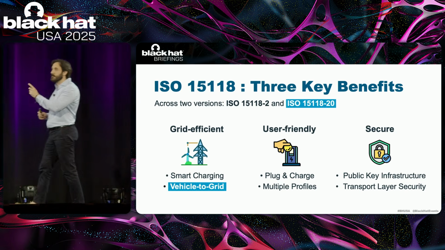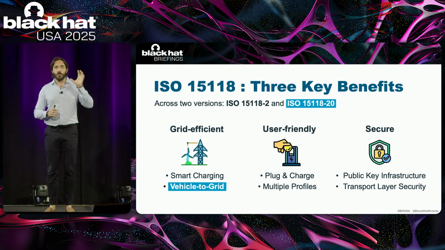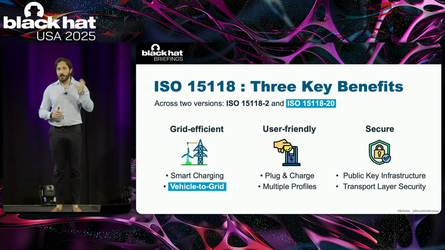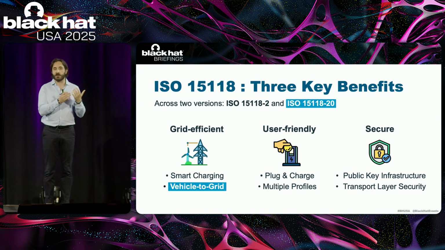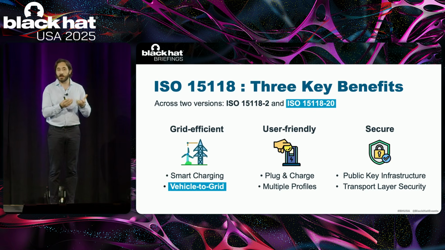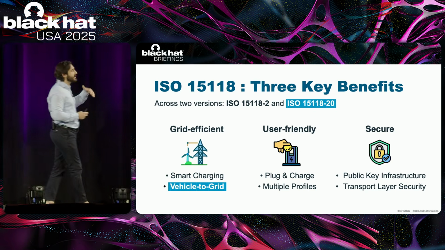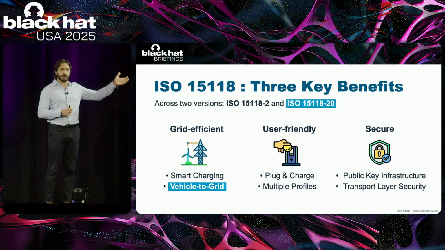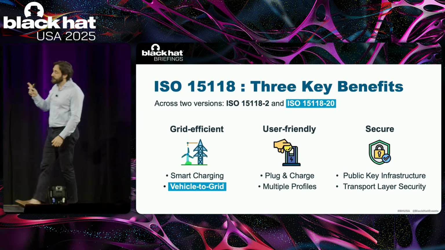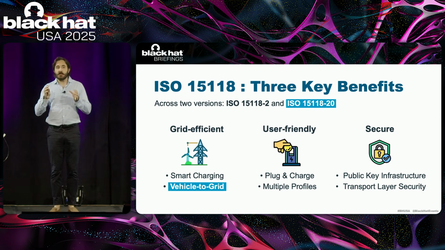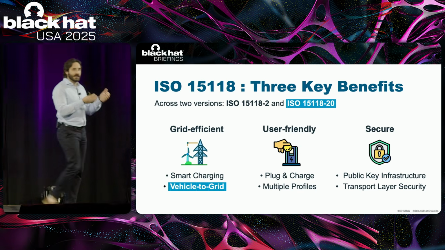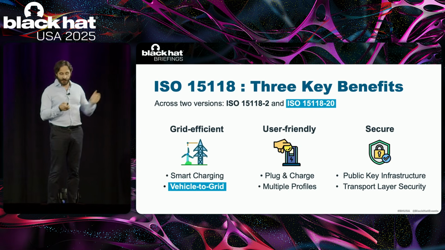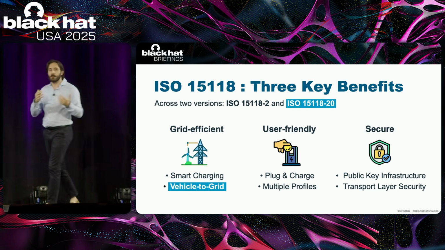But as you can see, making the grid more efficient is only one of the main objectives of the standard, because the standard at the same time is also used to make the process of charging an electric vehicle more convenient for the user. And this is done through a new functionality that's called plug and charge, and we will go back to this later. And at the same time, as you can see on the slide, the standard has also been introduced to improve the security of the EV charging ecosystem. And this is normal, otherwise we wouldn't be here discussing the standard at Black Hat 2025. Small detail, this might be useful later.